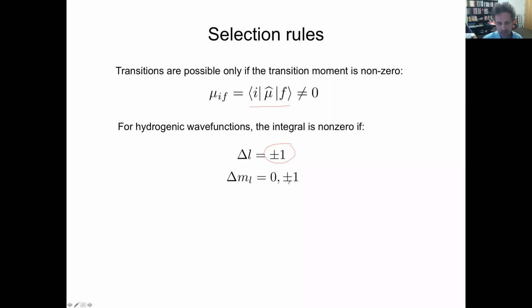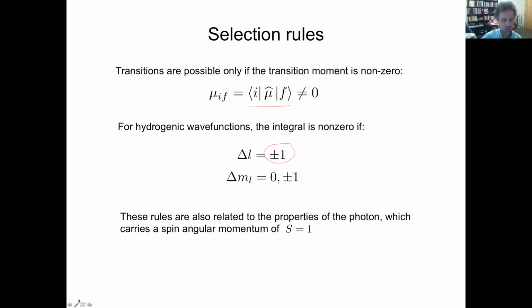So what is the origin of this? Can we relate this, because it seems somewhat arbitrary? Well, it's not entirely arbitrary, it turns out. First of all, this delta L rule that we just looked at is related to the fact that the photon itself also has a spin quantum number. Okay, and the spin quantum number is actually not half, like that of an electron. It's actually 1. So the spin quantum number of the photon equals 1.